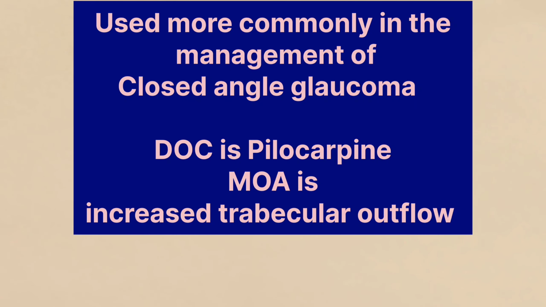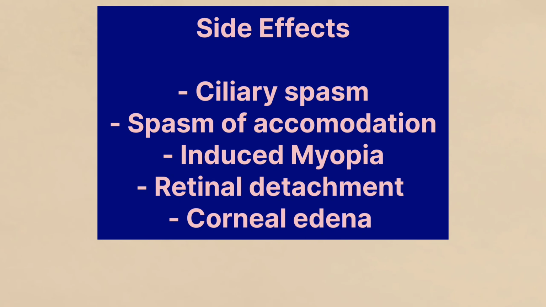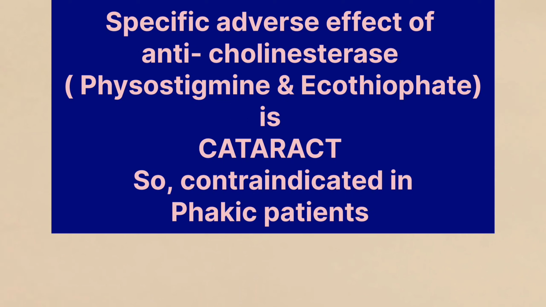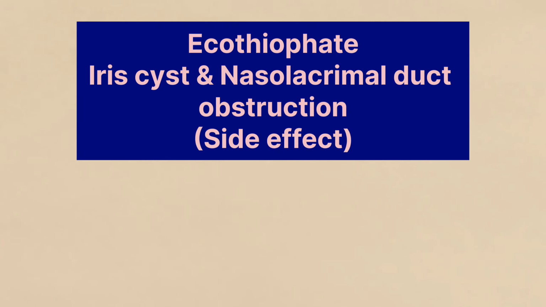The side effects are ciliary spasm or accommodation spasm, as the eye is focused or accommodated for near vision. There is induced myopia, retinal detachment and corneal edema. A specific adverse effect of topical anticholinesterases is cataract in case of ecothiophate and physostigmine. Therefore, these drugs are contraindicated in phakic patients. Ecothiophate is known to cause iris cyst and nasolacrimal duct obstruction.